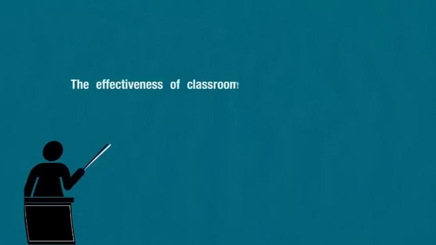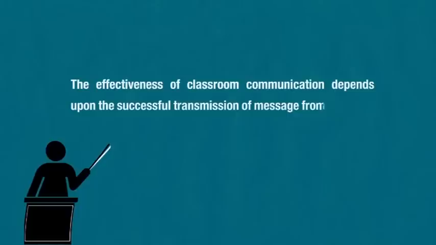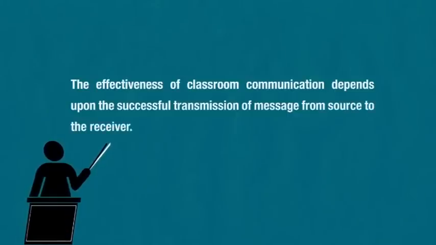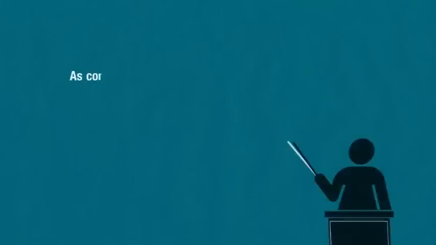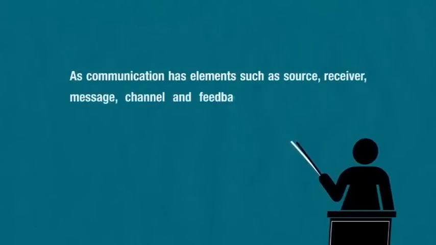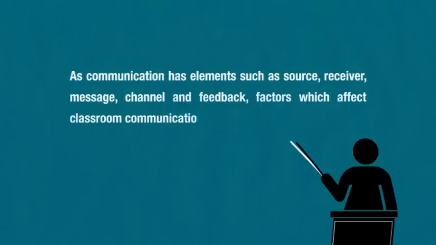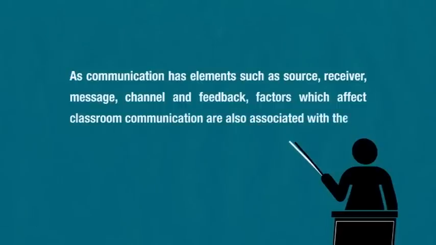The effectiveness of classroom communication depends upon the successful transmission of message from source to the receivers. As communication has elements such as source, receiver, message, channel, and feedback, factors which affect classroom communication are also associated with them. The factors affecting classroom communication are given in the following manner.